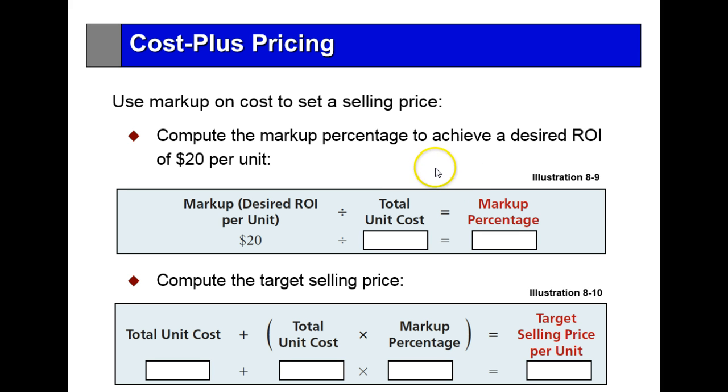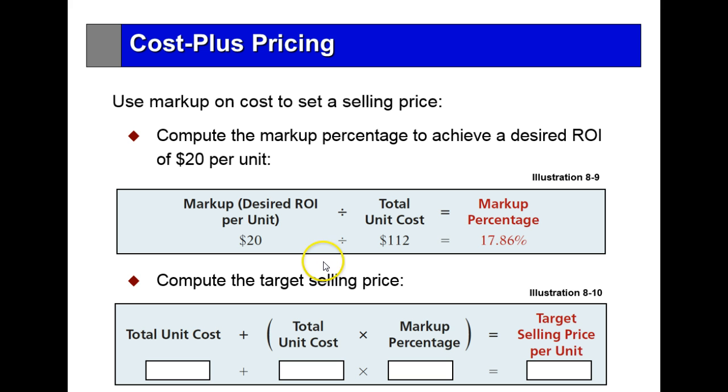Use markup on cost to set a selling price. We compute the markup percent to achieve the desired return on investment of $20 a unit. We add that to our costs to determine what our markup percent is going to be. So return on investment is the desired markup on invested assets. This then transfers over to the amount we need to mark it up per pin, but this is the markup percent per pin. So return on investment is going to be different than the markup per unit, okay?